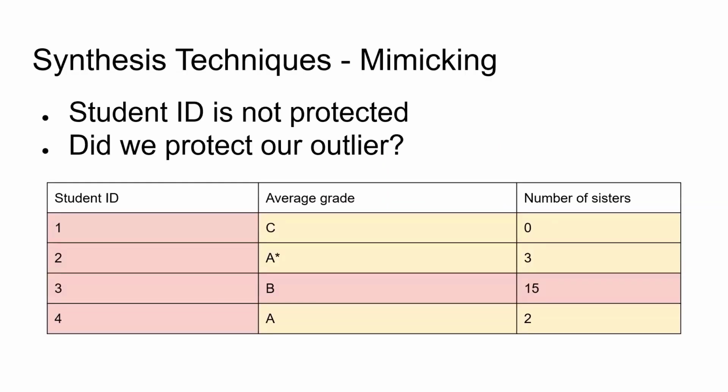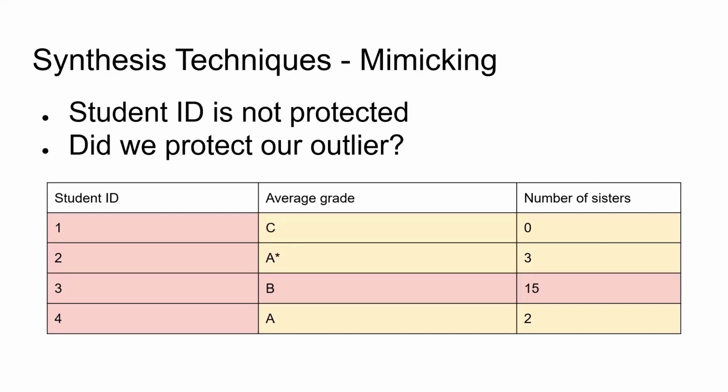And what I've done here is I've sampled the entire data set. I've just done it one row at a time, so we've got the exact same 4 rows in order. And I've added some noise of up to 1 grade or down to -1 grade and up to 1 or -1 number of sisters difference.